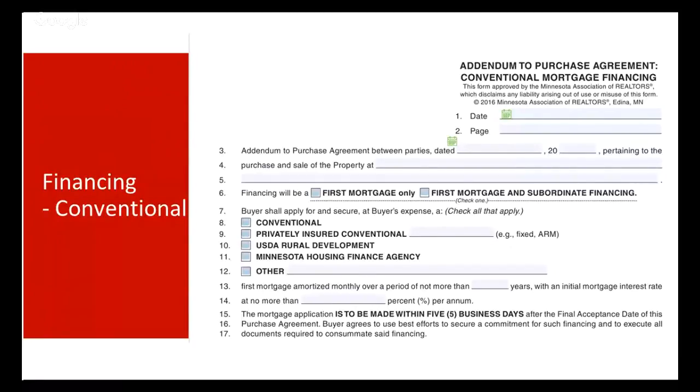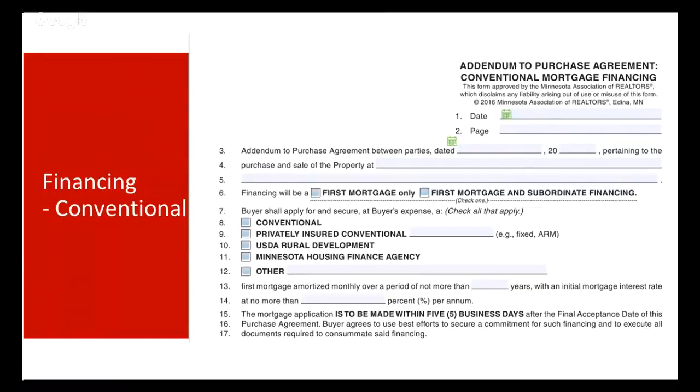Wouldn't line number 9 be used more? That's when you have PMI. It depends. Usually you just go with conventional. Then it's going to come ask down here how many years and what's your percentage. Okay, but if you only put down 5%, it's insured. I'm telling you, most often you're going to go box 8.